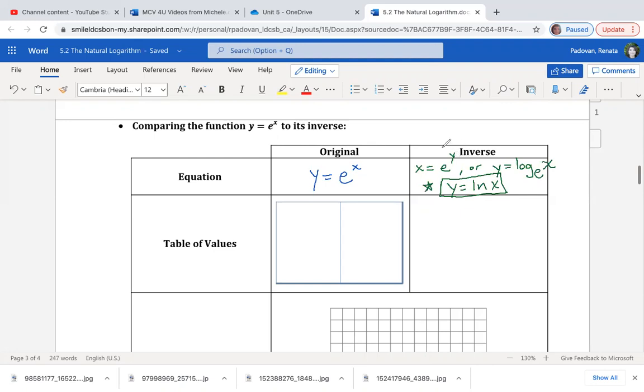So this is exponential form. This is switching the notation to logarithmic form. And then because it's log base e, we're writing it as ln of x.